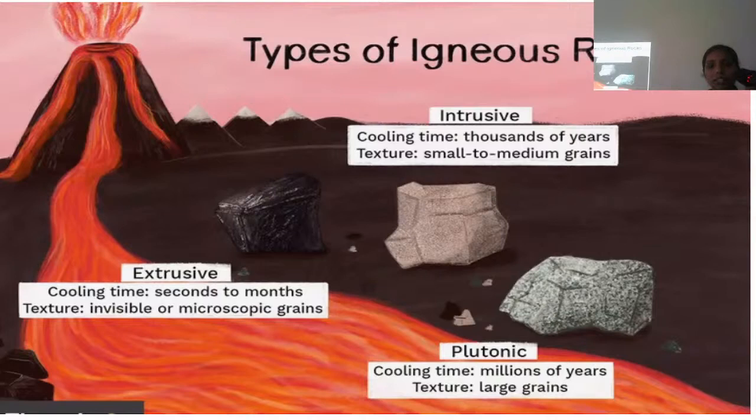Types of igneous rock. Igneous rock is of two types: first of all, intrusive, and second, extrusive. Intrusive is formed by lava below ground, and extrusive is formed by lava above ground.